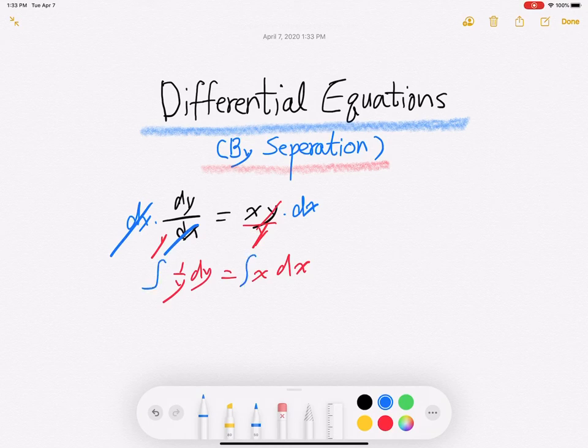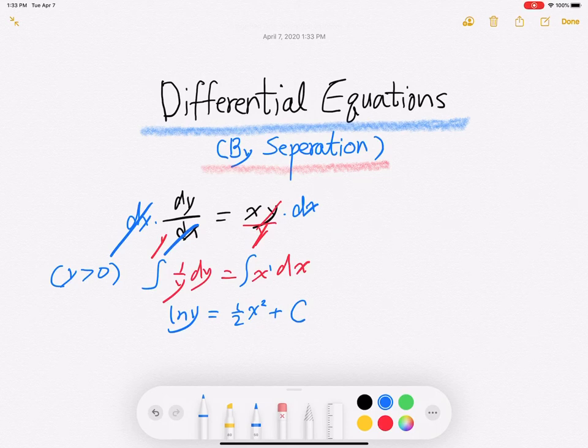What is the integral of 1 over y dy? It's ln absolute value of y, right? Suppose y is greater than 0. Then this part is going to be ln y. That is equal to, what is the integral of x dx? x means x to the first power, so 1 over n plus 1 times x to the n plus 1 power. That's the formula, right? So 1/2 x squared. Okay? And then plus c.